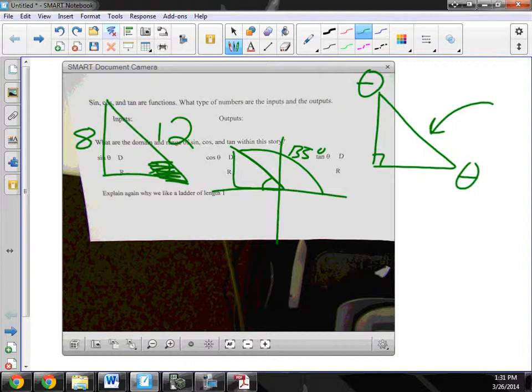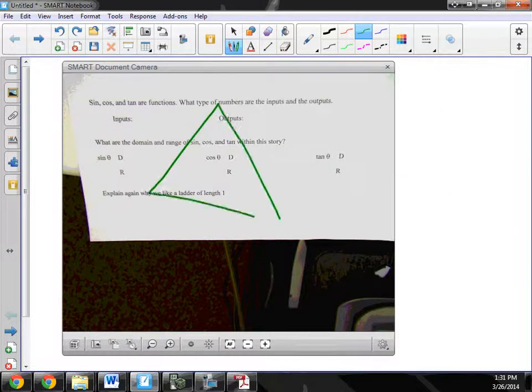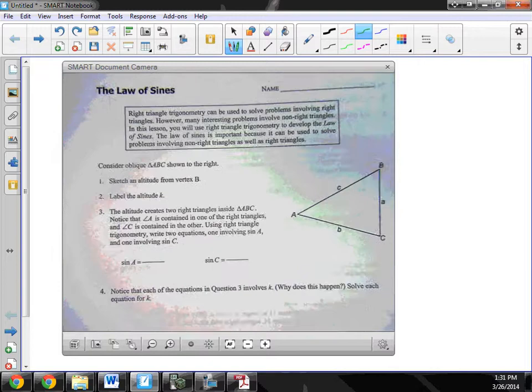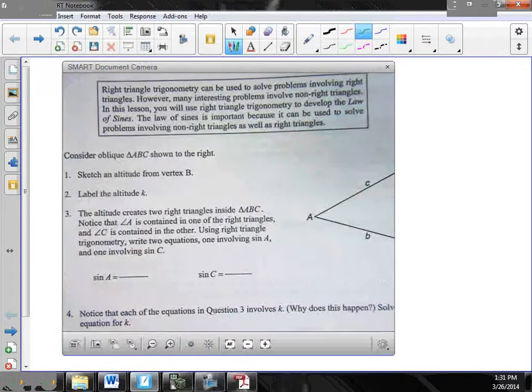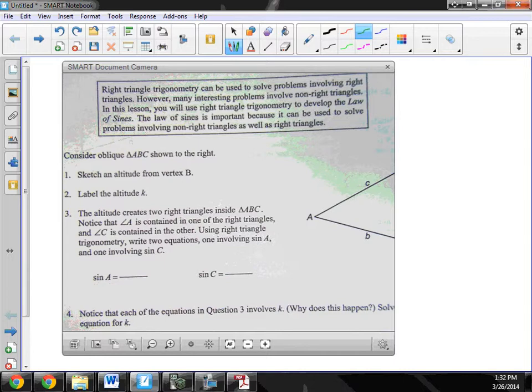Well, what if it's not right? If it's not a right triangle, then the rules kind of disappear until today. Okay? And the people who wrote this will excite you. You'll be so thrilled. So you look at the top. Right triangle trigonometry can be used to solve problems involving right triangles. However, many interesting problems involve non-right triangles. And many non-interesting problems also involve non-right triangles.